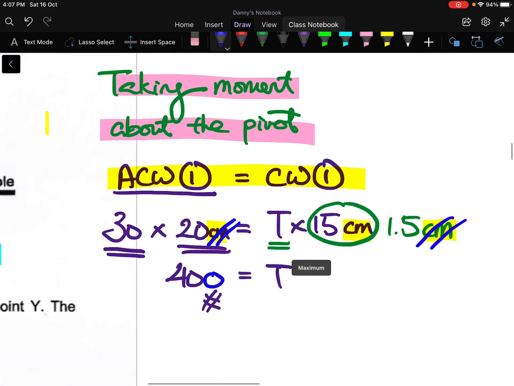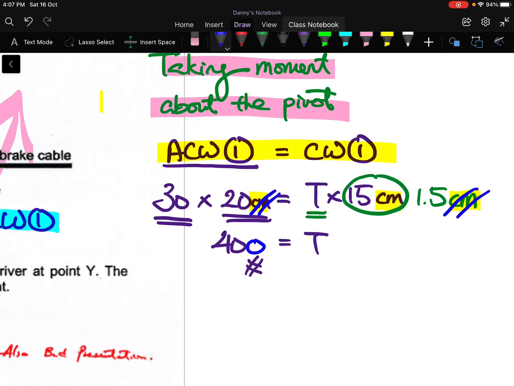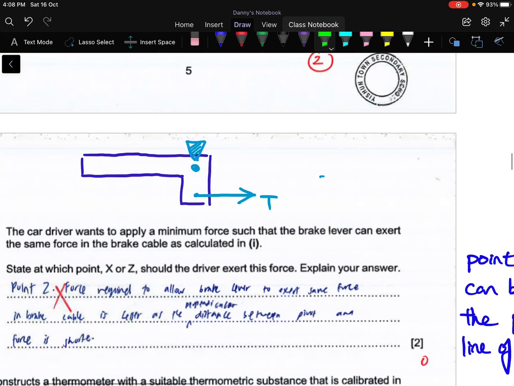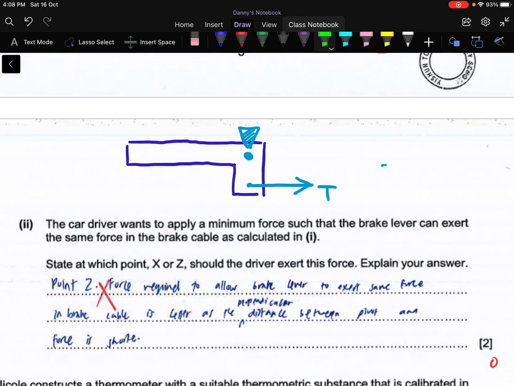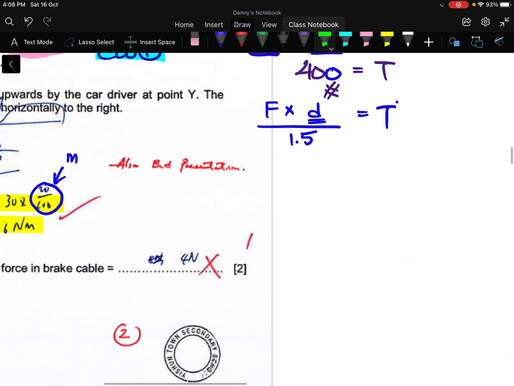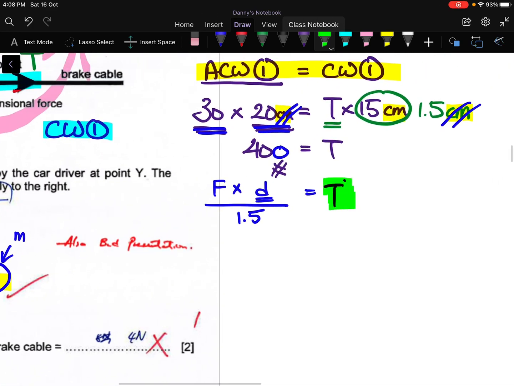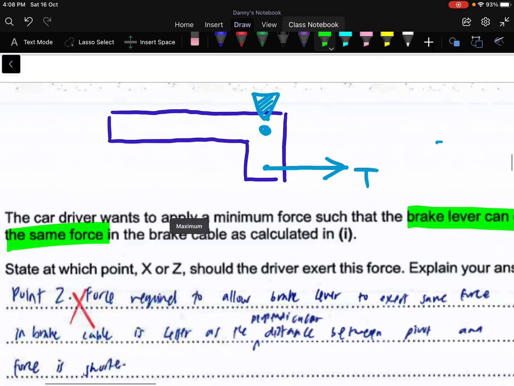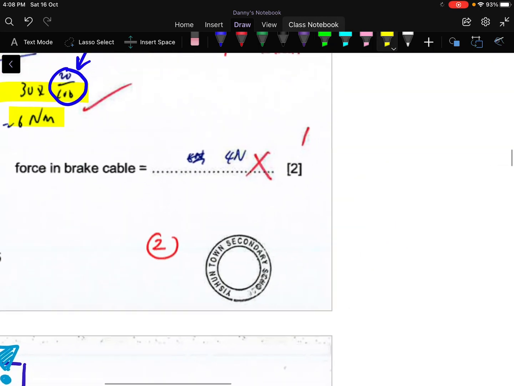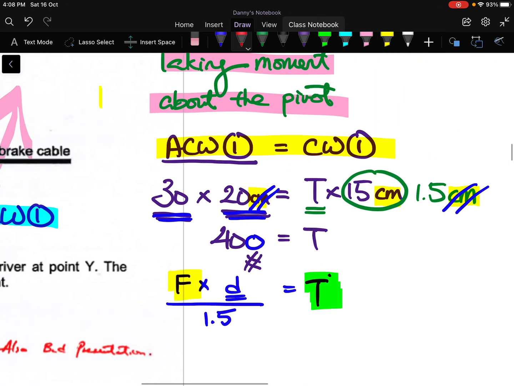If you have something like this, you can actually see it very clearly, right? Once you have this, you can see that T is given by what? Force multiplied by, this is the force that you apply, multiplied by the distance over 1.5, right? This question is trying to tell you what? You want the force on the brake lever to be the same. So this one, the green one, you want to keep as constant. And they say that you want the minimum applied force. So minimum applied force means that you want to keep this one small.